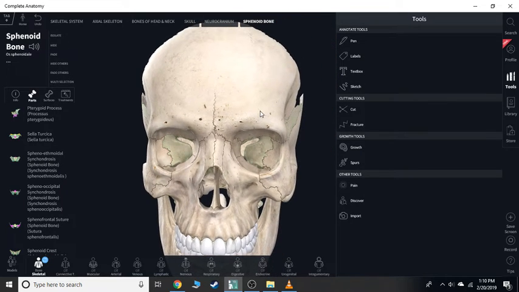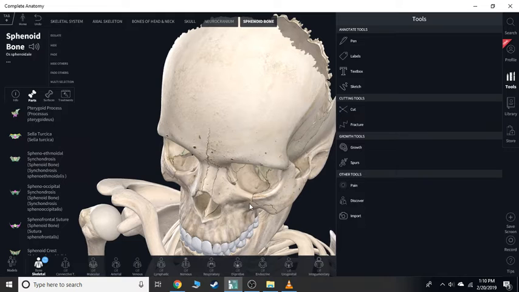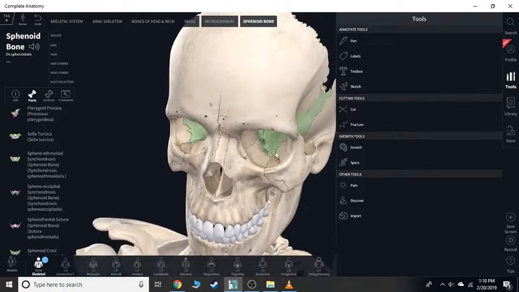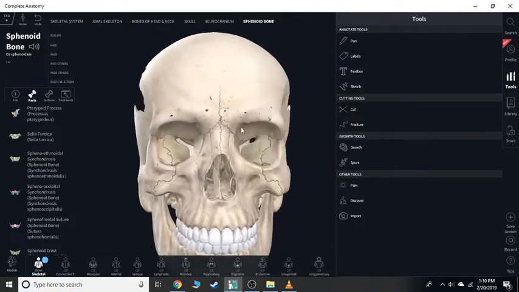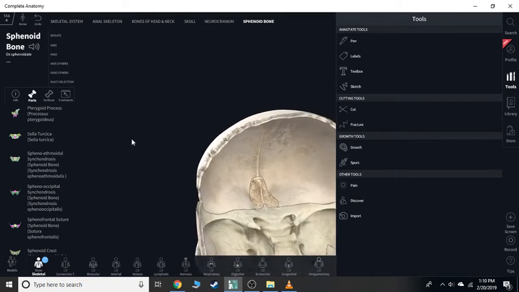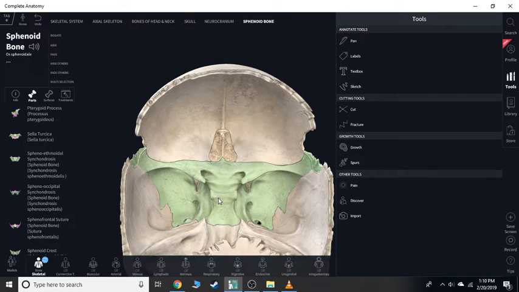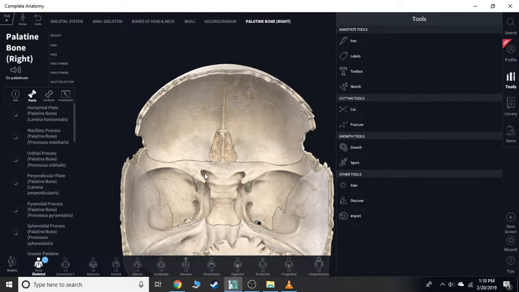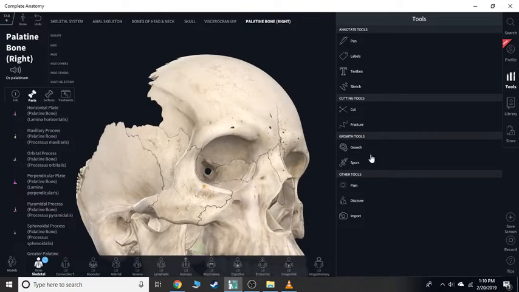All right. So we can see here how it makes up the back of the orbit. You can see the inferior orbital fissure, the superior orbital fissure. And now this on the inside. So these right here are called the optic canals. So that's where your optic nerve comes through.